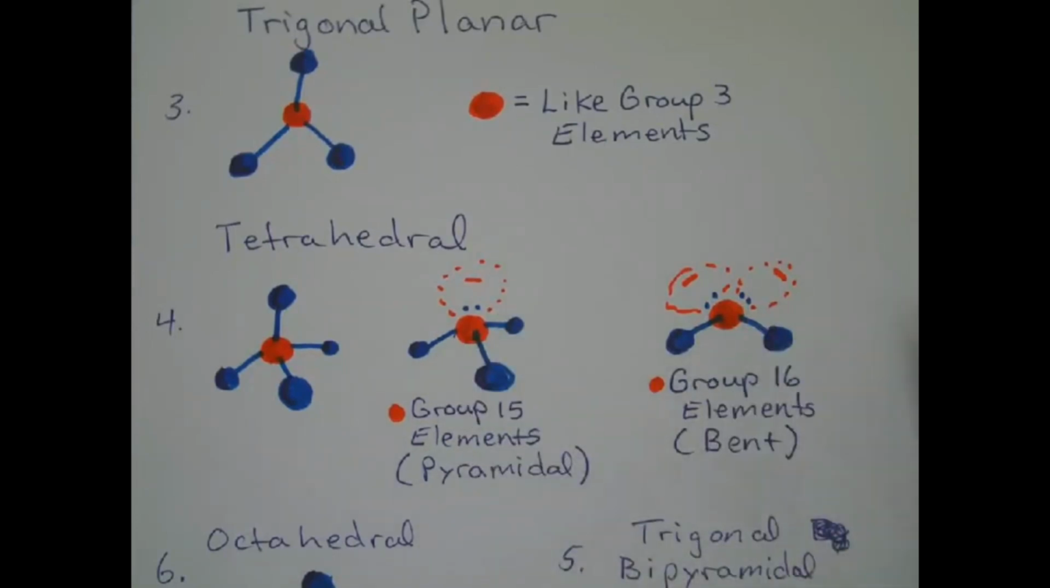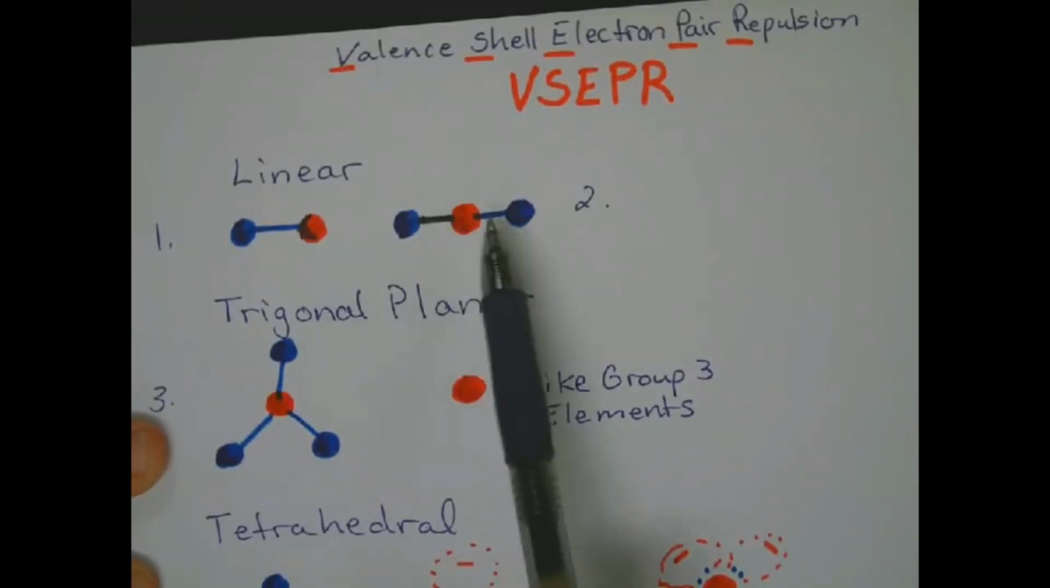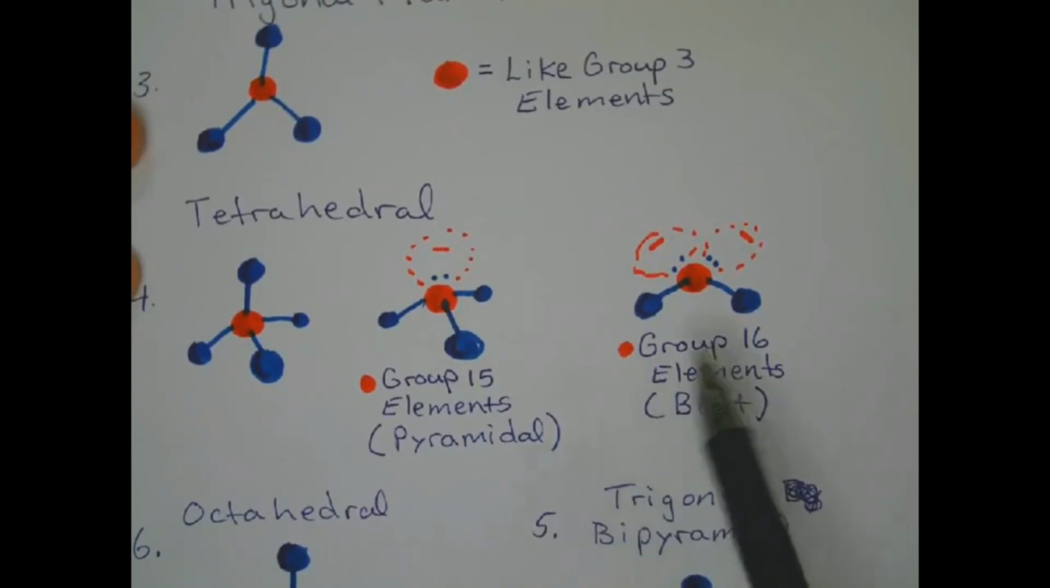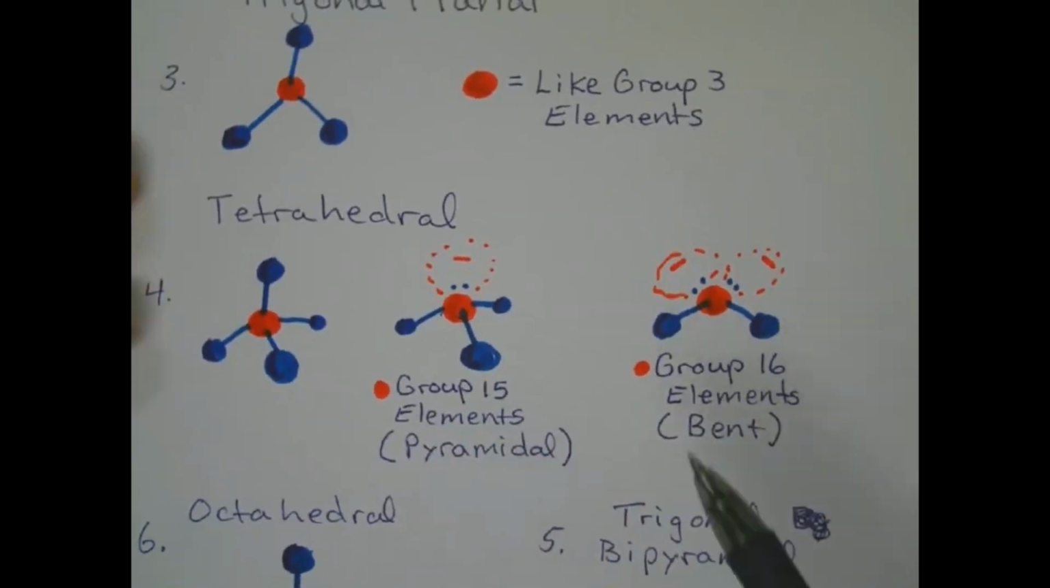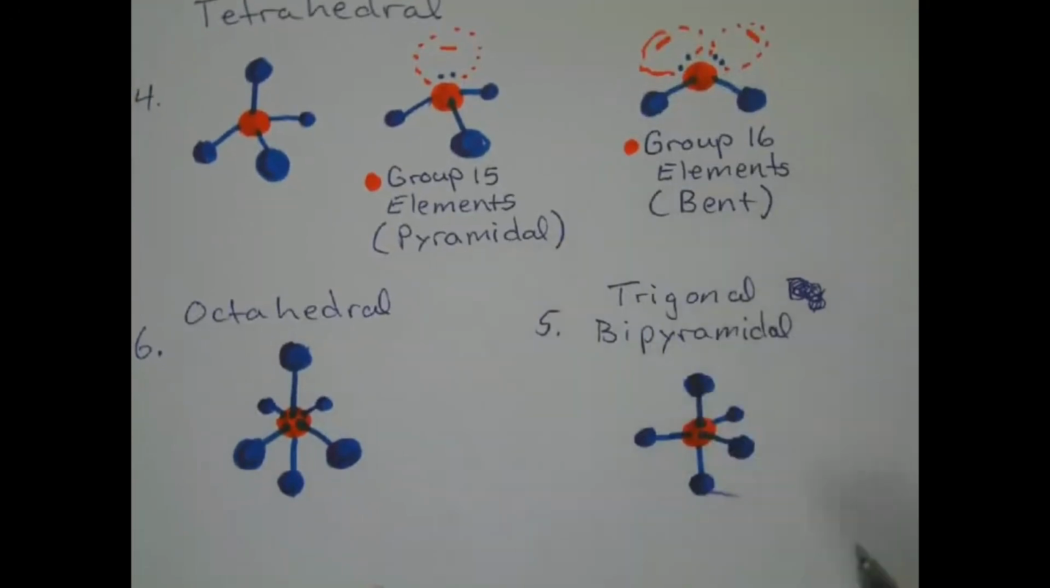Because if you had just 2, shouldn't it be linear like this guy? Well, he doesn't have a set of paired unshared, so it is linear. But when you get those sets of paired unshared, it causes the molecule to bend as if there were elements there, okay? Now, if we move up a little bit, right here, this is if we had 5 elements attached.